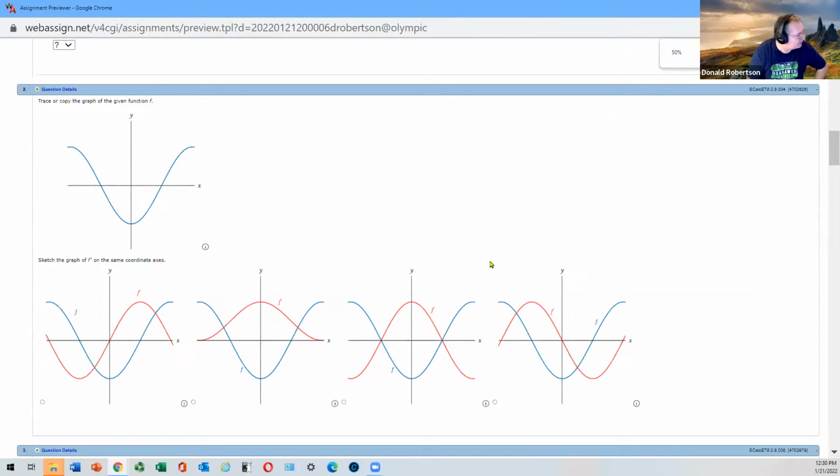Here is a slightly different take on this. I don't like it when they put both pictures together. For some reason, my brain doesn't like it. I like them to be separate, one above the other. That's just me. If you took this curve, the blue one, and did the derivative on the same diagram, one of these pictures would be the derivative of this blue one.